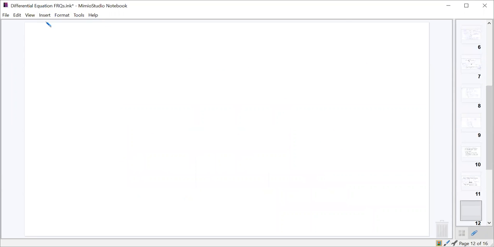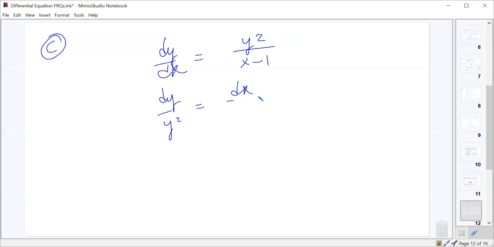Part C then asks us to solve this differential equation, which was y squared over x minus 1. So again, 1 point if you just separate the variables. So dy over y squared equals dx over x minus 1. Again, 2 points here for correctly anti-differentiating. So y to the -2 becomes -1 over y. And 1 over x minus 1, if you do the u sub on that, ends up becoming natural log absolute value x minus 1. So 1 point there, 1 point there.